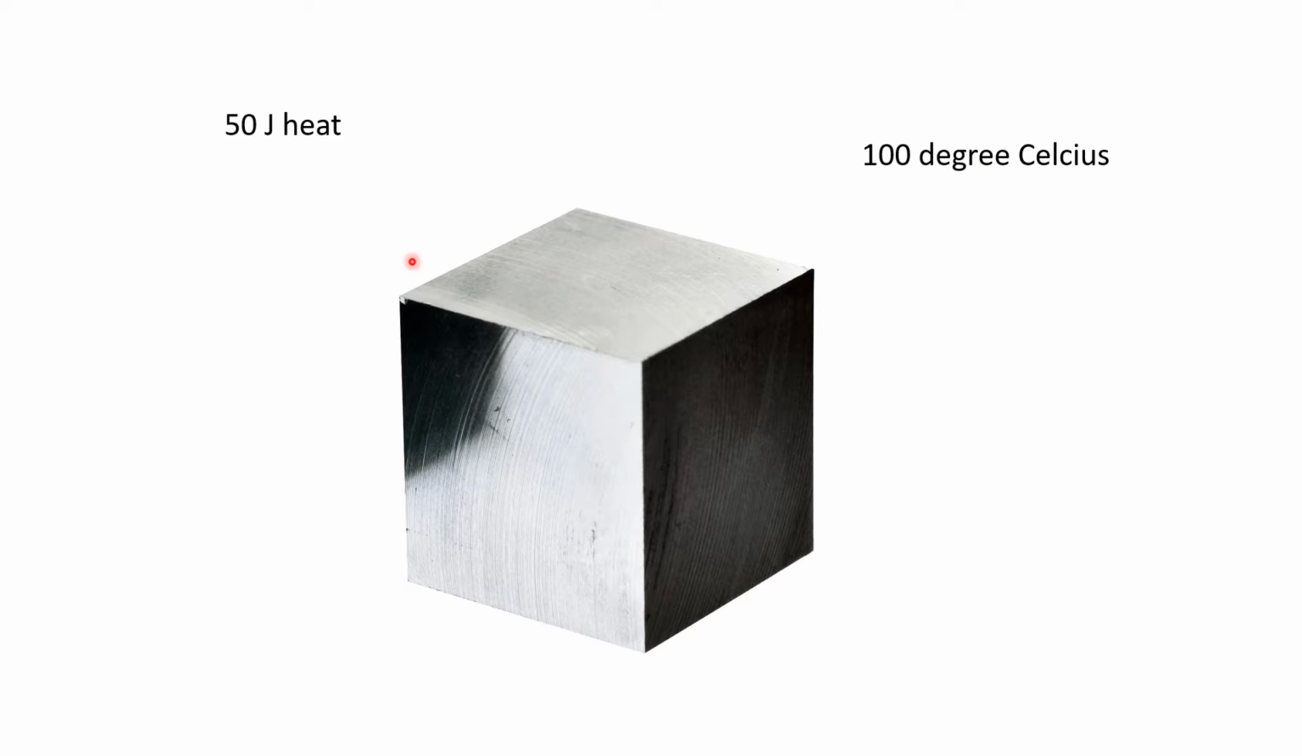This is a metal cube. When we heat the metal cube until 100 degrees Celsius, 100 degrees Celsius is its temperature. But the heat energy in this metal cube can be 50 joule. So heat and temperature is different.